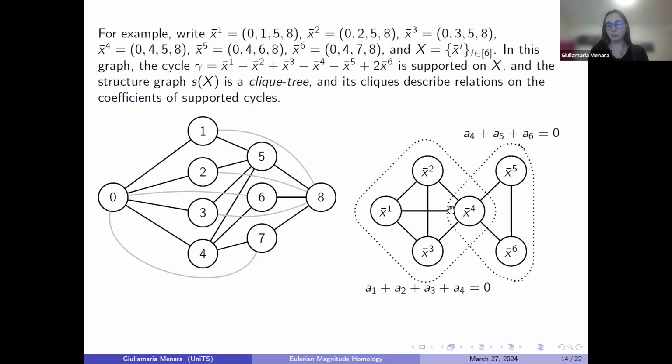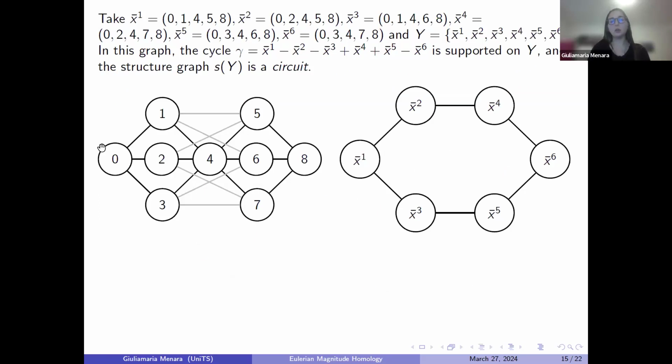So this is one of the structures we can have in the structure graph, the clique, and we call this the clique tree because if you make the collection more complex, you get a bunch of cliques, and if you collapse all of them, you get a tree. This is the reason for this name. The other important thing in the structure graph is a circuit. Now, how do you build a circuit?